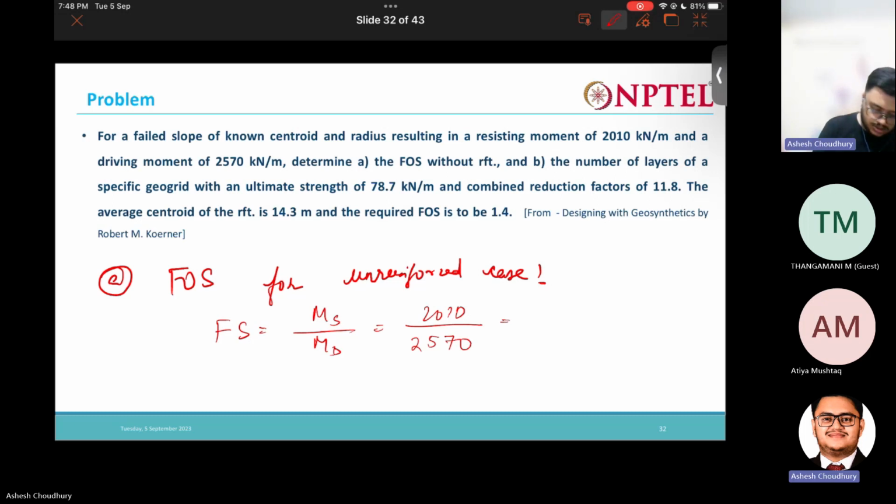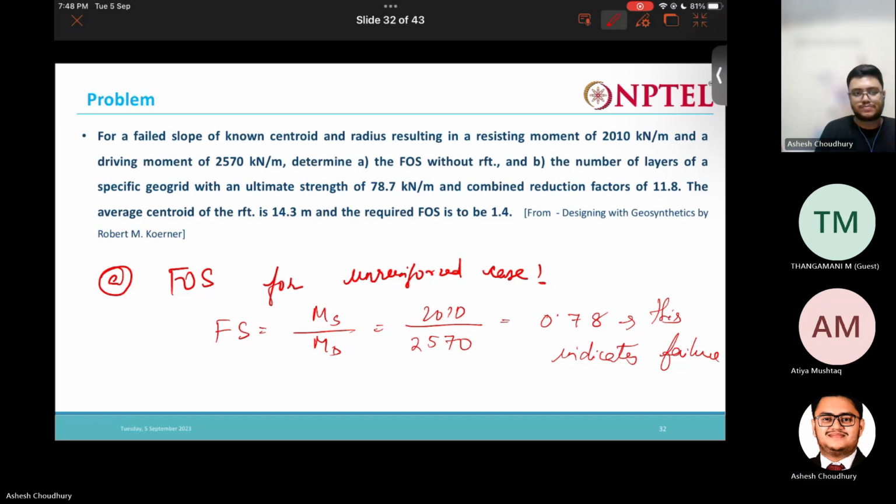This will come out as how much? 0.78. So what does it indicate? This indicates failure, right? The stabilizing moment is lesser than the disturbing moment, so obviously the slope is going to fail, isn't it? So what do we need to do? We need to reinforce the slope.